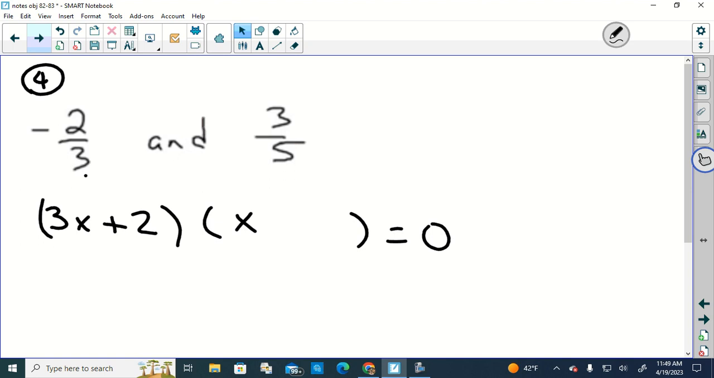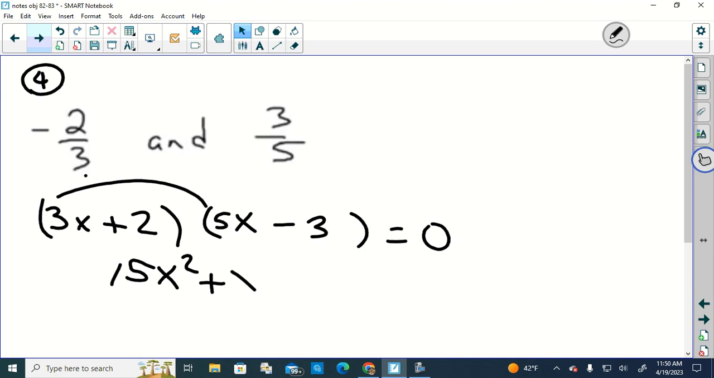Okay, so now let's see if we can get the next one. So the next one's going to be a minus. So what's going to go in this spot? 3, and then what goes here? 5. Okay, so now we're at where we're at with the last one. We're just distributing, and you should get 15x squared plus x minus 6. Good?